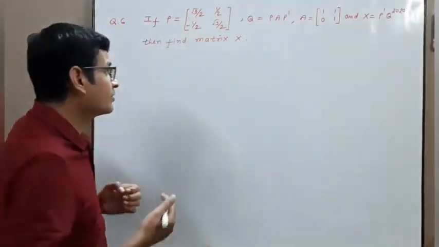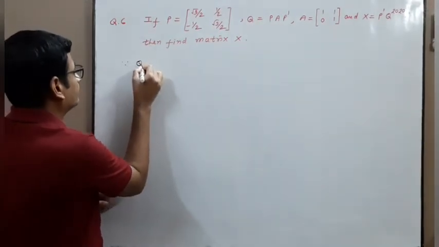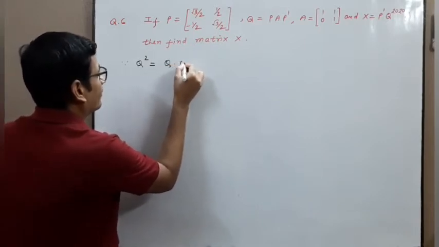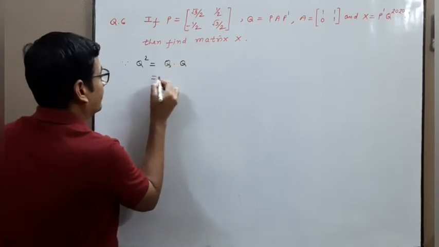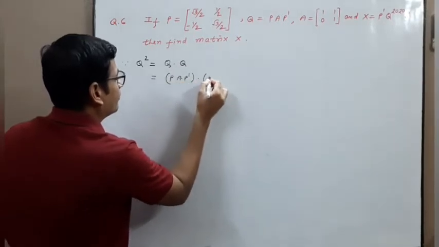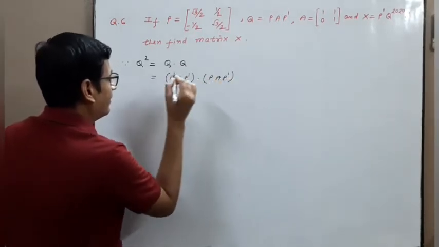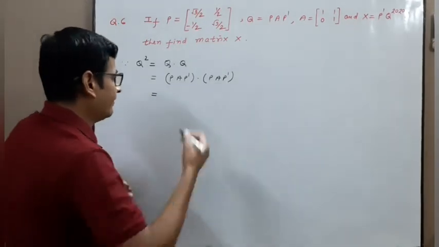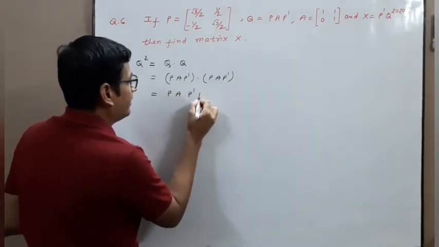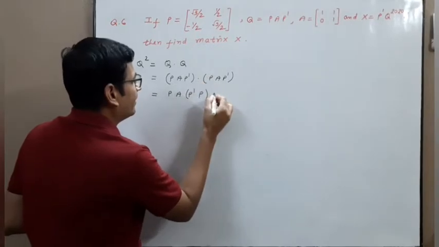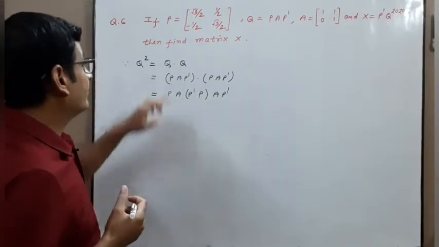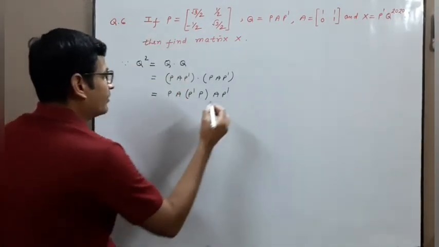So first find Q square. Q square is equal to Q into Q, and the value of Q is P A P dash into P A P dash. Now use associative and commutative law and simplify. P A P dash P, write together, and A P dash, means first we have to find the value of P dash P. P is given, now find P dash P. So give equation 1.